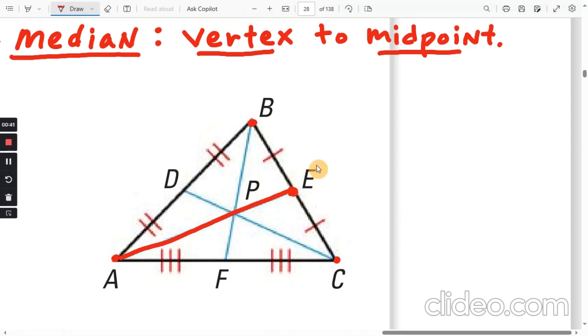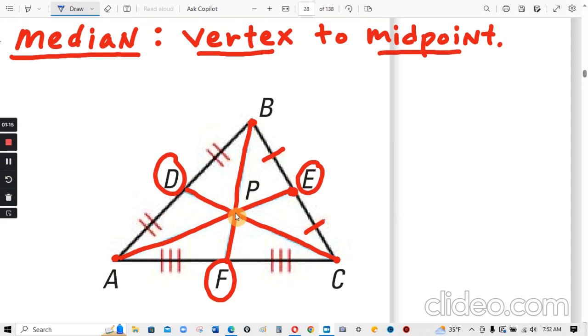Okay? The way we know that point E is a midpoint is because it is surrounded by two congruent line segments. And you can see that with the other medians as well. If I go from B, point F is a midpoint, and we know that because it's surrounded by congruent line segments. If we go from C to D, we know that D is a midpoint because it's surrounded by two congruent segments.